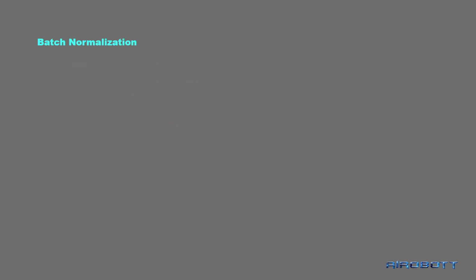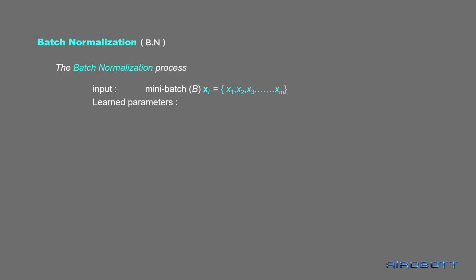Let's see the batch normalization process. Input is the mini batch of images B, xi equal to x1, x2, x3, up to xm. From this mini batch, we will get learned parameters gamma and beta, and its output is the normalized input.